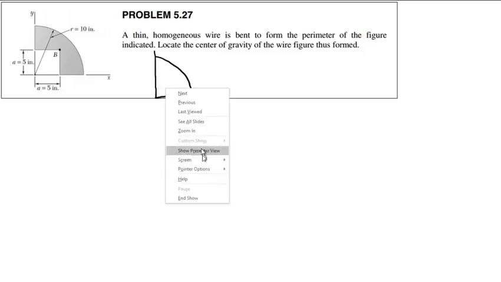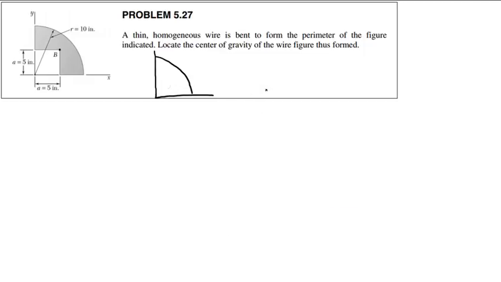It's made of a quarter circle with positive area, and it's made of a square with negative area. So here, the area is going to be, well, pi r squared over 4. So pi times 10 squared over 4, so 25 pi inches squared.